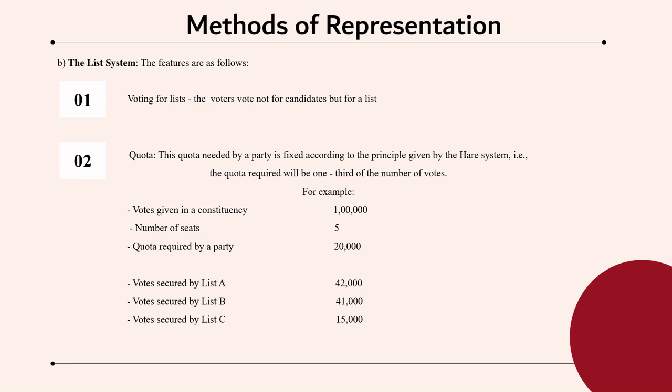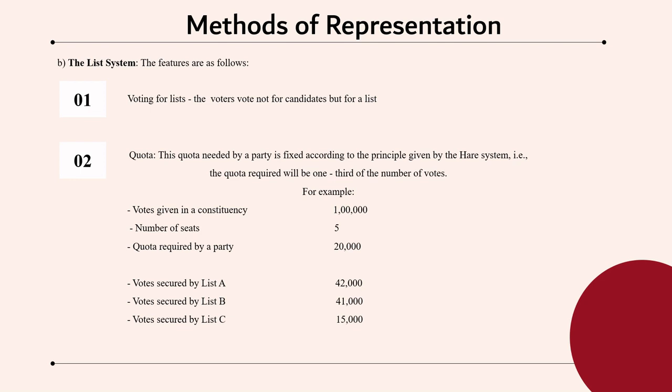Second, quota. The quota needed by a party is fixed according to the principle given by the Hare system. That is, the quota required will be 1/3 of the number of votes. Look at the screen. For example, votes given in a constituency, 1 lakh. Number of seats, 5. Quota required by a party to be declared winner, 20,000.